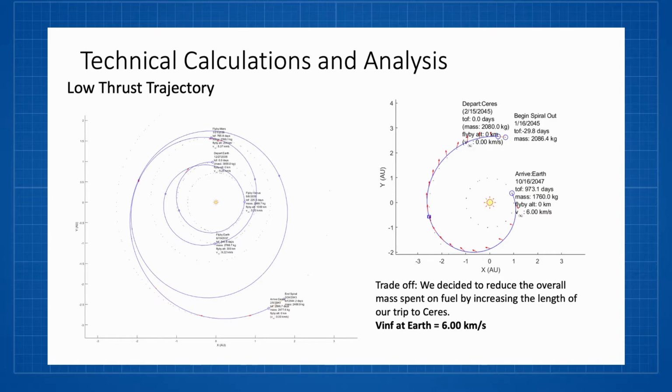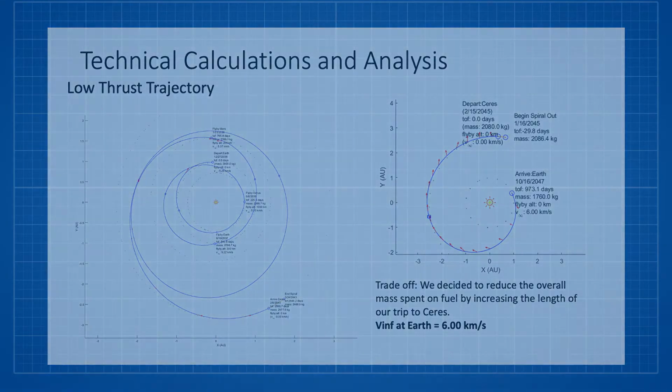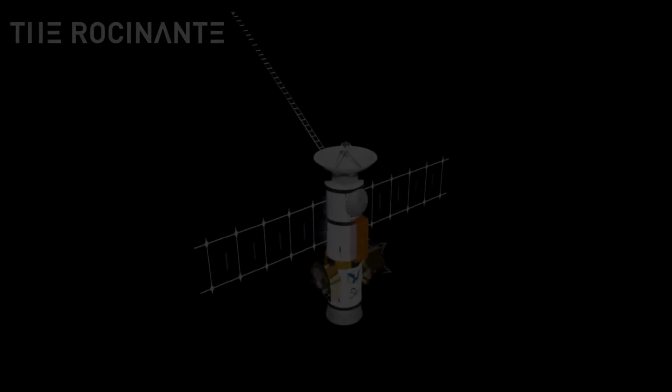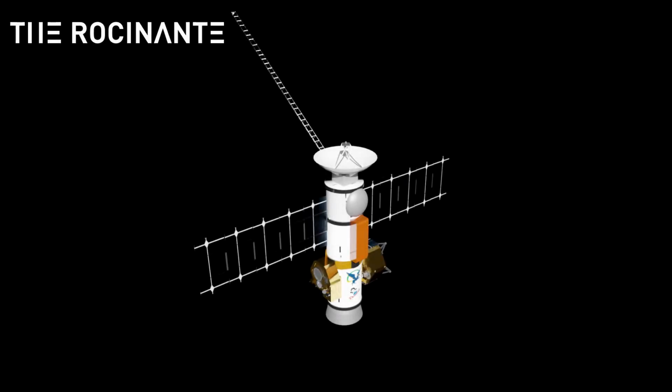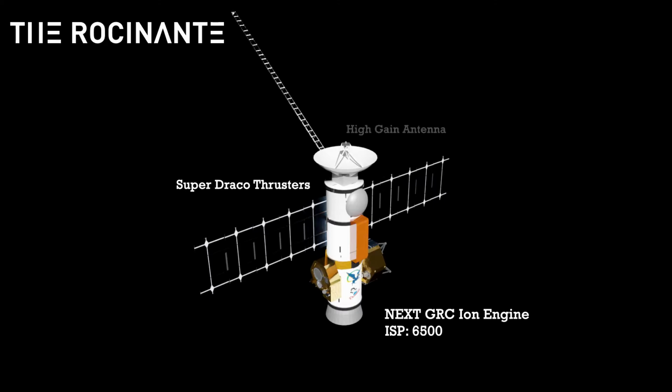With this in mind, let us now walk through the final selected design. An Earth-Venus-Earth-Mars Ceres Grand Tour. Our mothership is the Rocinante. She is equipped with SpaceX Super Draco thrusters for impulsive maneuvers and the NEXT-C 6500 ISP ion engine for its low thrust maneuvers. Also included is a high-gain antenna for communication with the Deep Space Network, a remote sensing package for reconnaissance of Ceres.